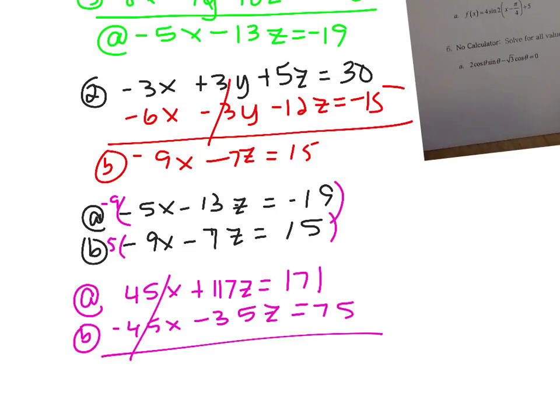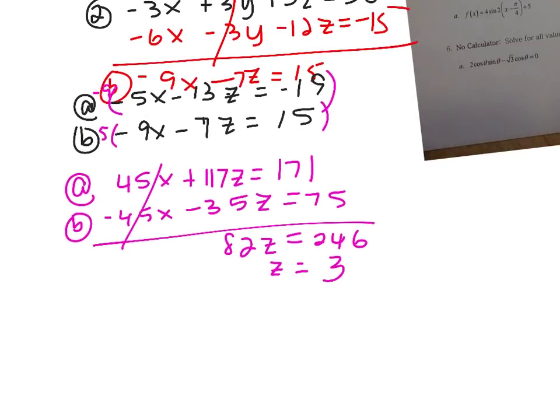So the x's cancel. 117z minus 35z is 82z. And 171 plus 75 is 246. Divide both sides by 82 and we get z is equal to 3.